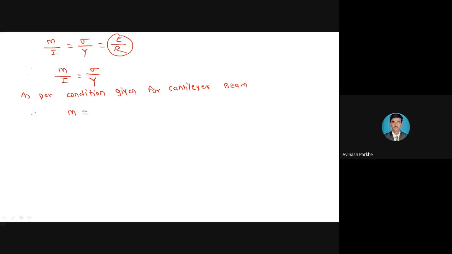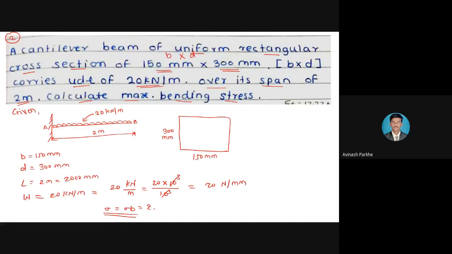Now please tell me, as per the standard case, for a cantilever beam subjected to the UDL on the entire span, what is the M formula? WL square by 2. Yes, WL square by 2, correct. W into L square divided by 2. W we have calculated here. The kilonewton per meter value we have converted into Newton per mm. That value will be the same, but we have to convert it.